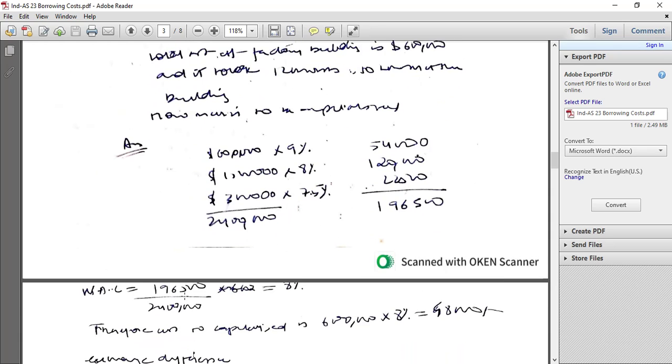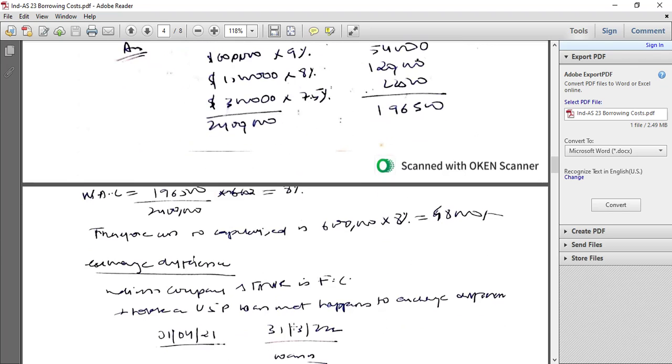196,500 into 6 divided by 24 lakhs. That is 48,000 would be the amount that is supposed to be capitalized.